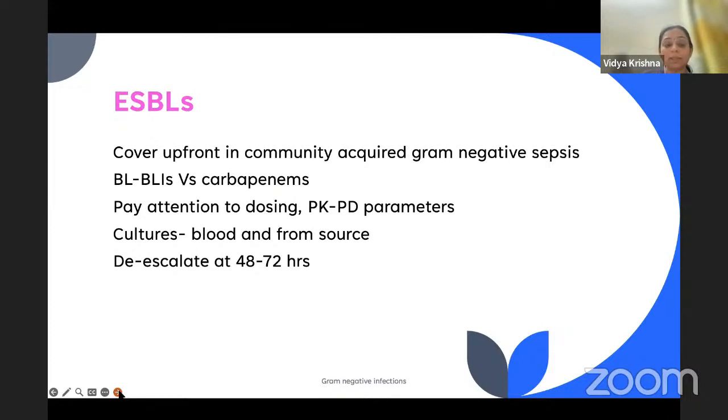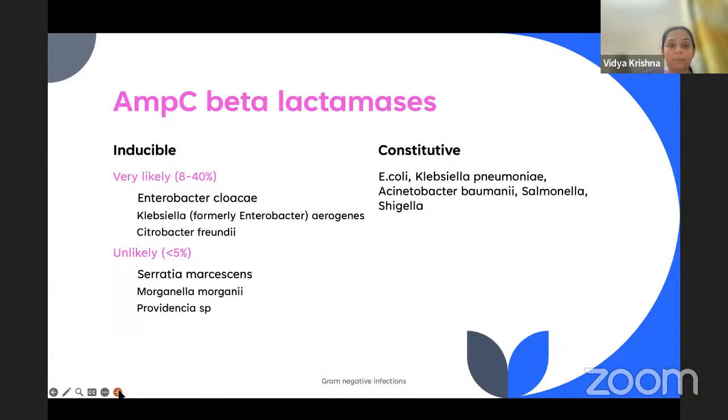And again, please, we have to pay close attention to what dosing we are using and what drug we are using, what the PK/PD parameters are, and always send cultures, both from the blood and also from the source. If it's an intra-abdominal infection, you have to send pus, fluid or tissue from the source. If it's urine, then you have to send the urine. So all these cultures have to be sent. Only then can we de-escalate, once the patient is stable and the reports are back.